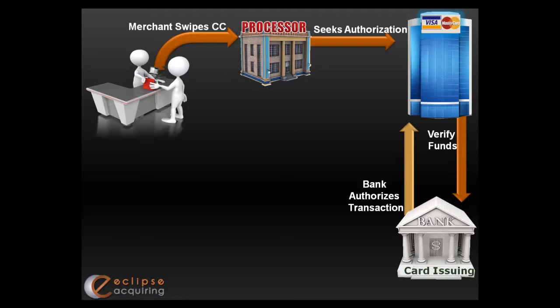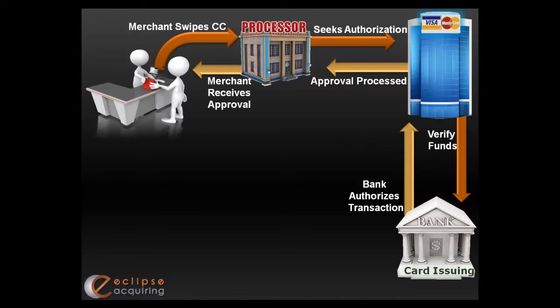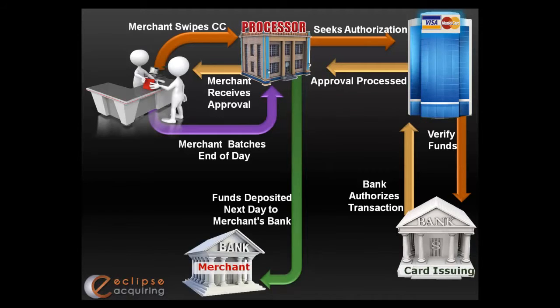This authorization is then routed back through the supported card network and is received by the processor, which provides the merchant the authorization. At the end of each day, a merchant will batch all of their credit card transactions and this will be sent to the processor. This processed amount is then deposited directly to the merchant's bank account.